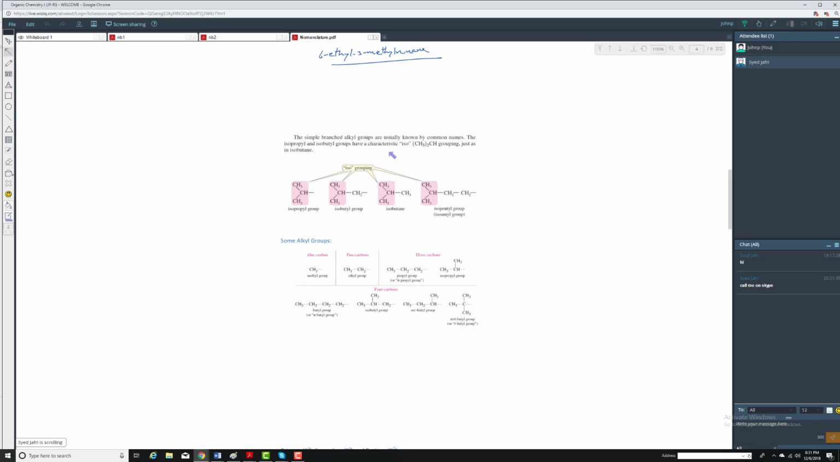These are some other groups which you have to keep in mind, because sometimes you don't have to write 3 methyl first. When writing, you always write alphabetically. So we write 6, 7, 8, 9. What will you write first?